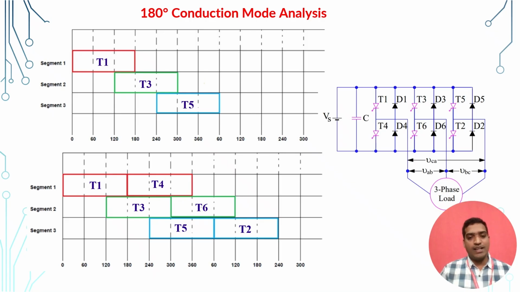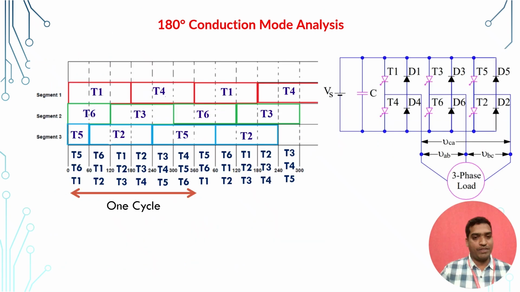So this is the conduction times of the switches in a three-phase inverter. This particular figure will give the total conduction time for segment 1, segment 2, as well as segment 3. In segment 1, T1 will conduct from 0 to 180 and T4 from 180 to 240, and again T1 and T4 will be repeated.